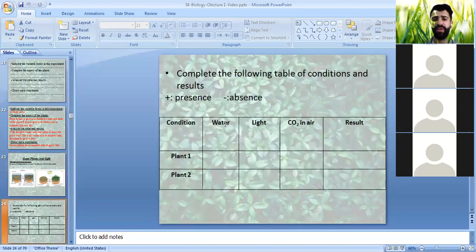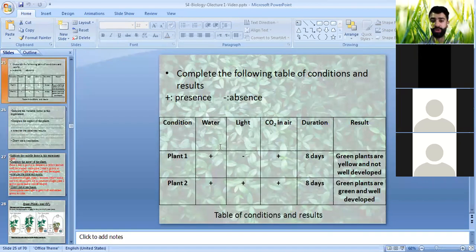So what is the variable factor? What is the analysis and the conclusion? Before we start, let's move to the table of conditions. Both of them, plant 1 and plant 2, contain water. Both of them contain CO2.